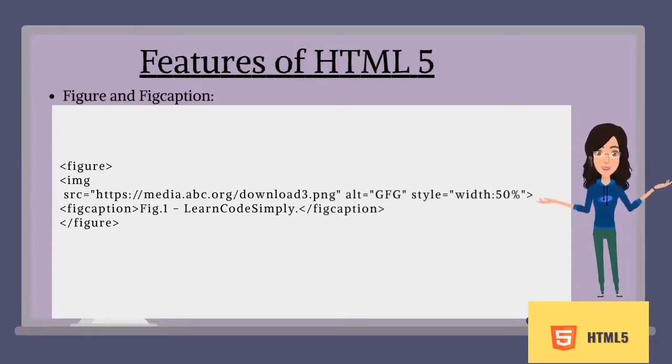The figure tag contains mostly two tags which are listed below: image source and figcaption. The image source tag is used to add an image source in the document, and figcaption is used to set the caption in the image.